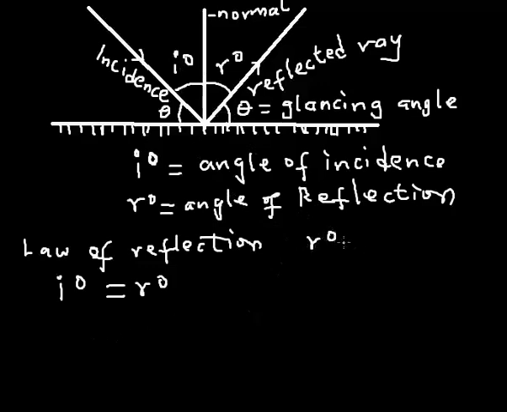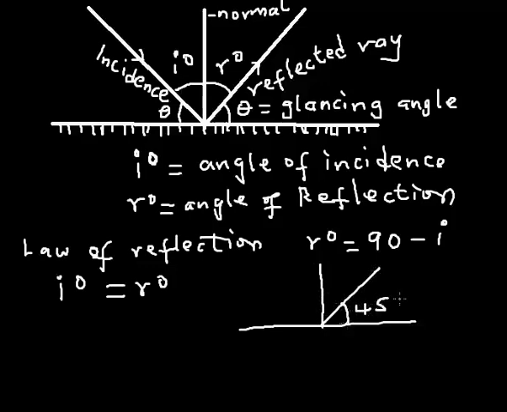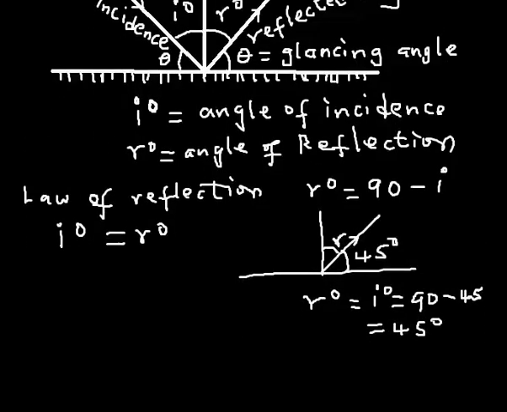So if I want to get my angle of reflection or angle of incidence from the glancing angle theta, it is always going to be 90 minus the glancing angle. In a situation where the glancing angle is given as 45 degrees and you're asked to find the angle of reflection, the angle of reflection, which is also equal to the angle of incidence, is going to be 90 minus 45, which gives us 45 degrees. I hope that is well understood.